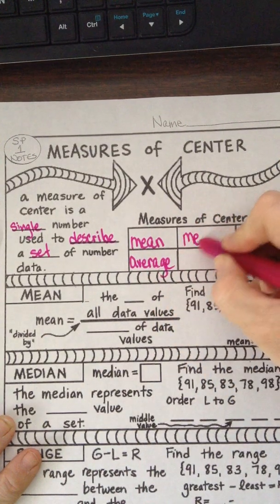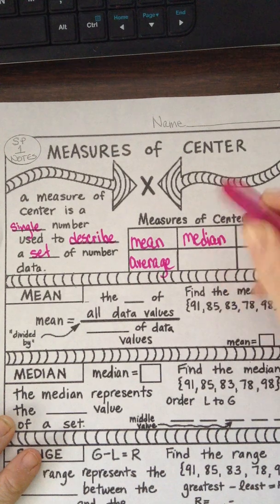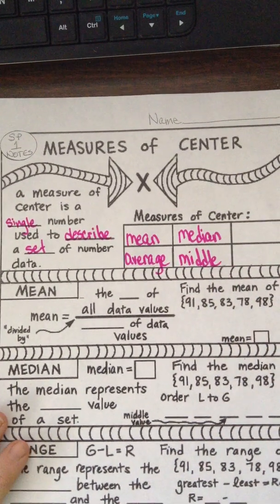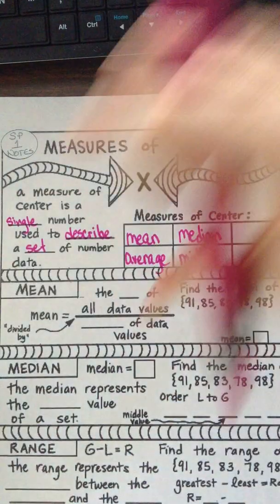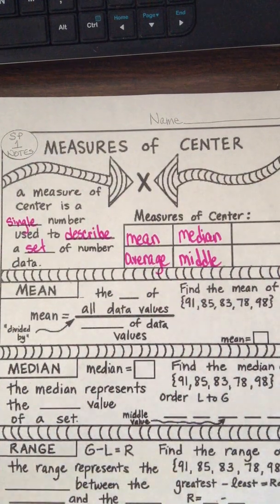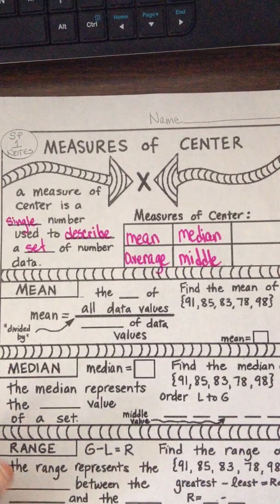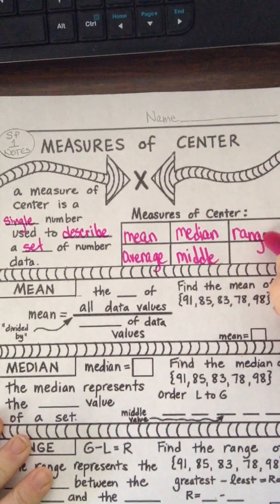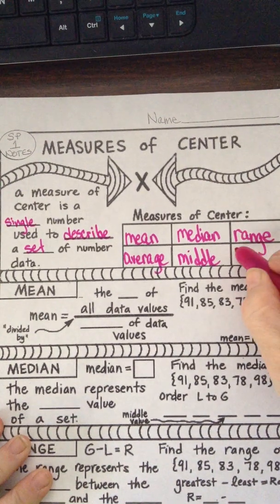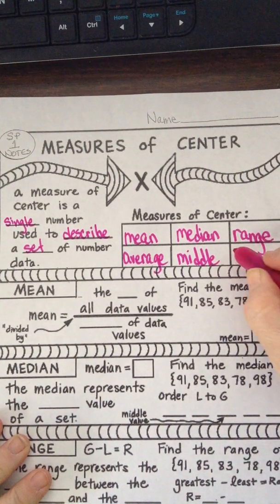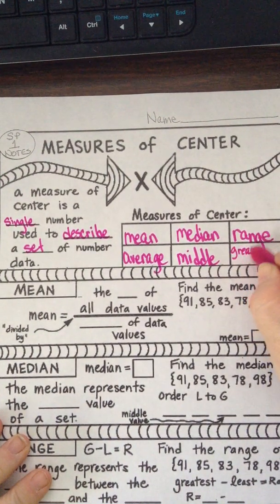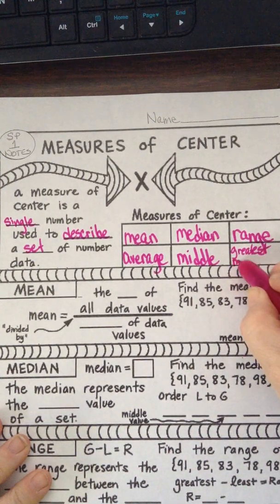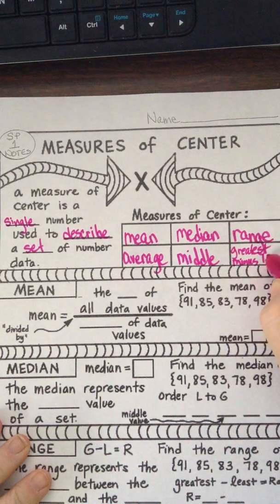And then we have median, which means middle. Did you know that when you're driving down the road and there's that separating thing down the middle of the road, that's called the median. Why? Because it's the middle. There we go. And the last one that we have is called range, which, if you remember, is the greatest minus the least.